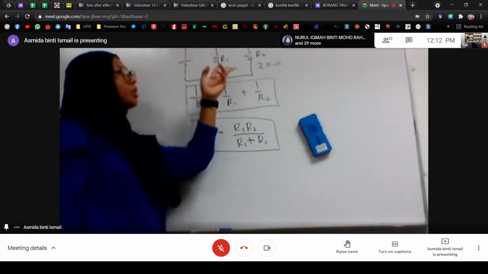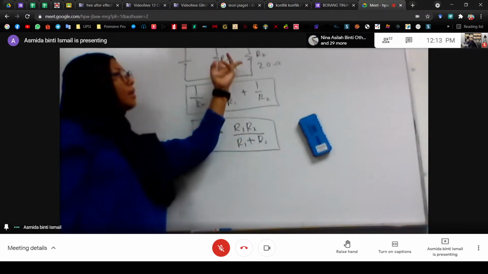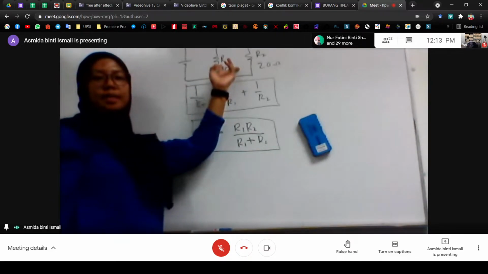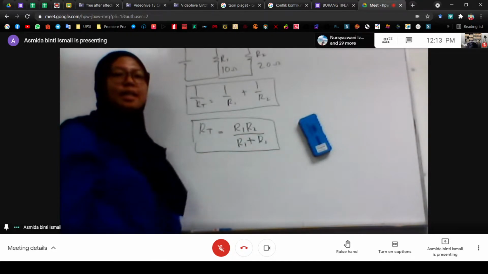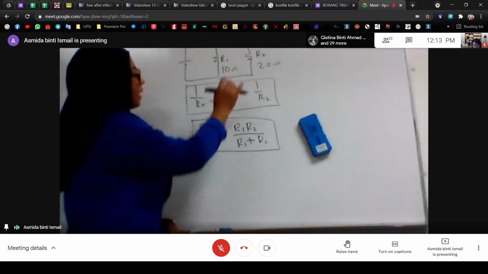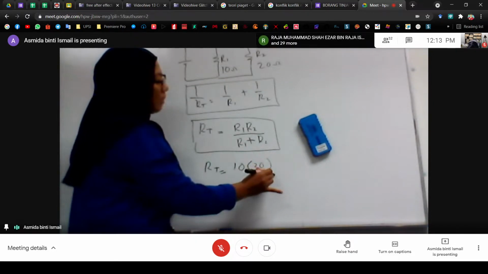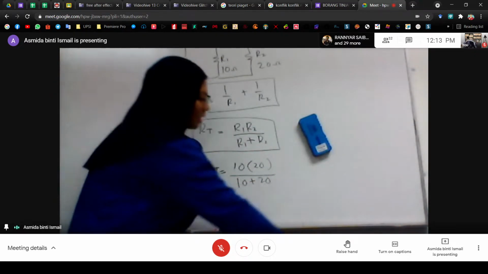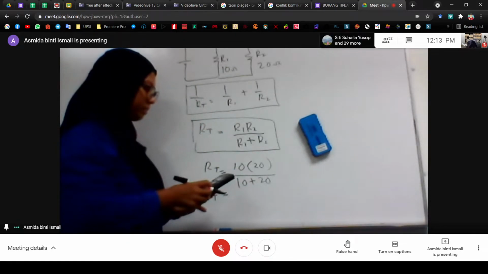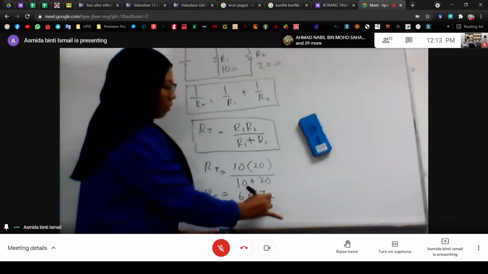Only for two. It means to use this equation, you need two resistors connected in parallel. If you have three, how? I will show you what to use if there are three. For this one, R total is equal to 10 multiplied by 20 over 10 plus 20. So R total is equal to 6.667 ohm.